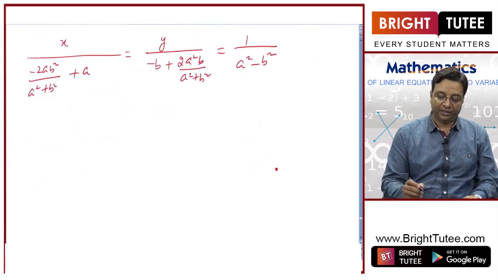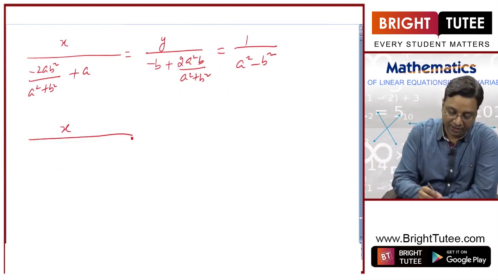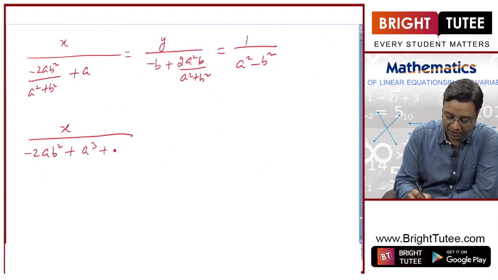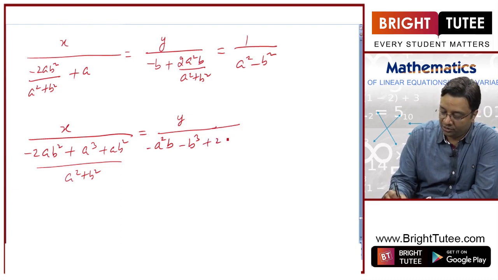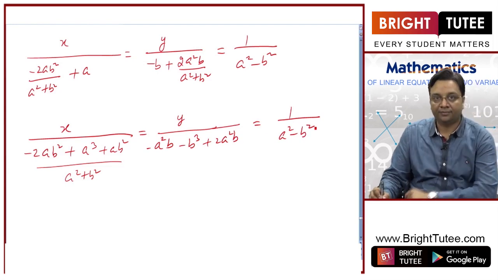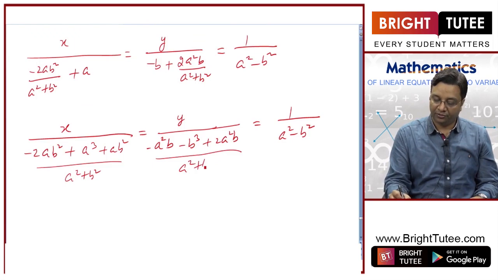Okay. Now you further simplify it. This is basic algebra. Minus 2ab square plus a cube plus ab square divided by a square plus b square equals y, a square b negative sign minus b cube plus 2a square b, and it is equal to 1 by a square minus b square. Okay, and you write a square plus b square here also.